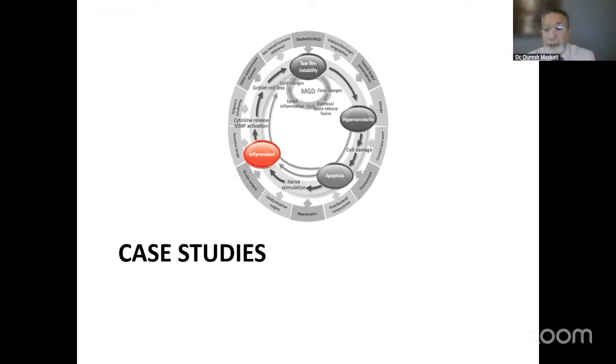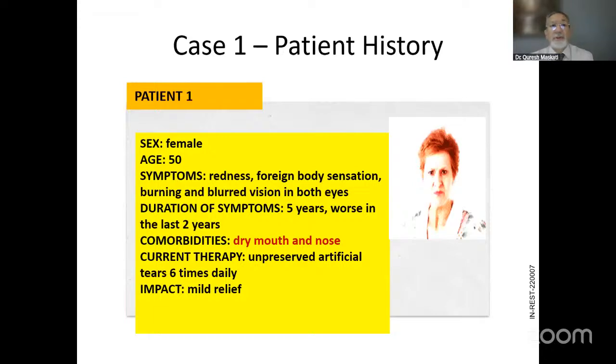Let's talk about some case studies that I have come across. Let's talk about this patient one. This is a 50-year-old female, very angry lady, with redness, foreign body sensation, burning, and blurry vision in both eyes. 5 years she's had these symptoms, worse in the last 2 years.